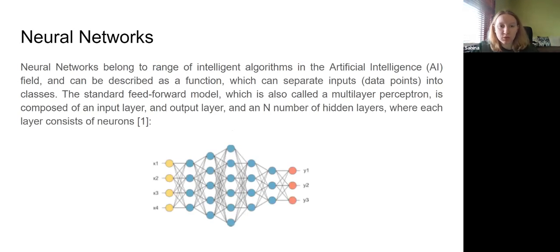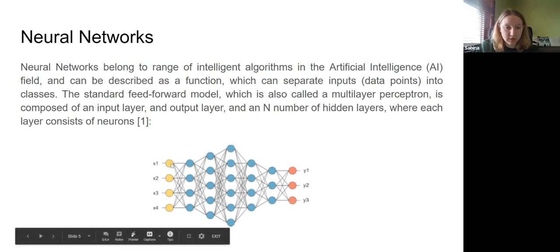So neural networks belong to a range of intelligent algorithms in the artificial intelligence field, and they can essentially just be described as functions which can separate inputs, so these different data points, into different classes. So the standard feed-forward model, which we also call a multi-layer perceptron, is composed of an input layer, as you can see over here, this yellow from x1 to x4, and then an output layer, this over here in orange from y1 to y3. And then there is some number of hidden layers where each of these layers consists of different neurons. So this is essentially your standard kind of feed-forward model over there.